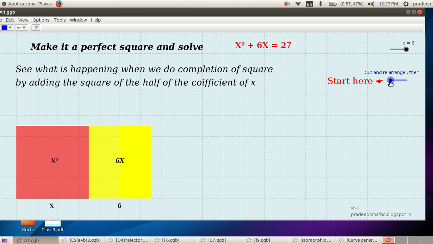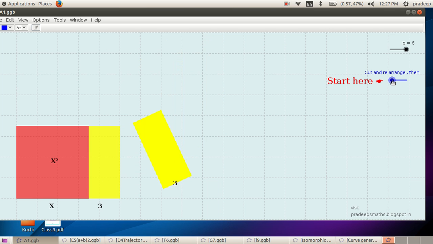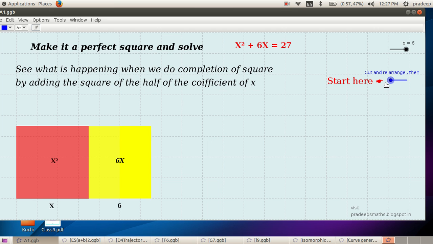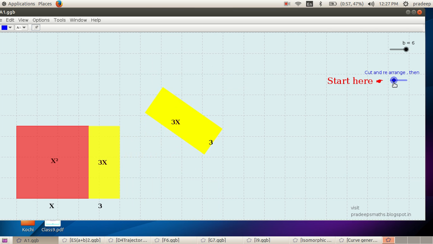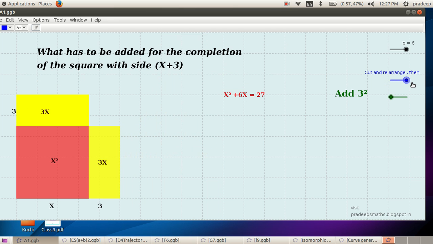Then listen to what's happening. The lower edge of this yellow rectangle splits into 2, and we can place this small strip on the top of that square. Then in order to make it a perfect square, we have to add a small region here. The area of that region is 3 square.